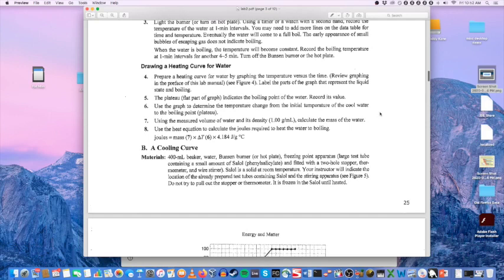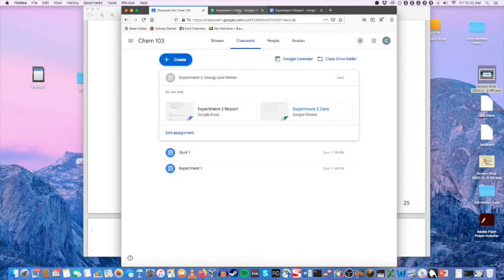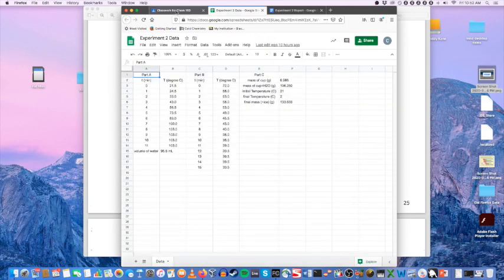All right. Now that we've collected the data, we're going to go into how you make the heating curve. So I have collected the data in Google Sheets that will be attached to the Google Classroom assignment. It's entitled Experiment 2, Energy and Matter. Experiment 2 Data is the title of the sheet. Here for part A, you can see I have a time in minutes. I have a temperature in degrees Celsius. And I've recorded the volume of the water as 95.5 milliliters.